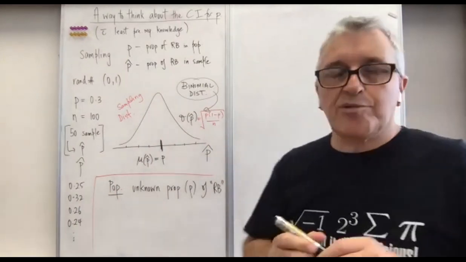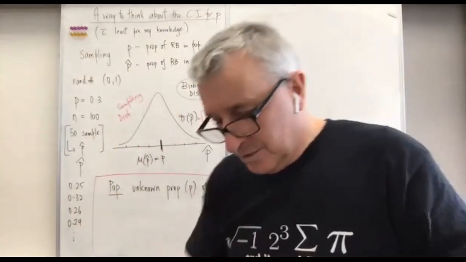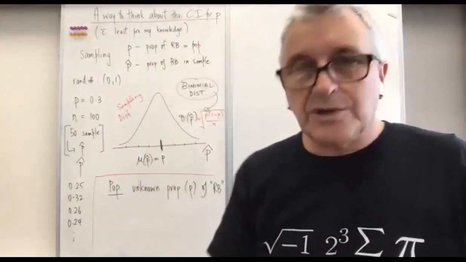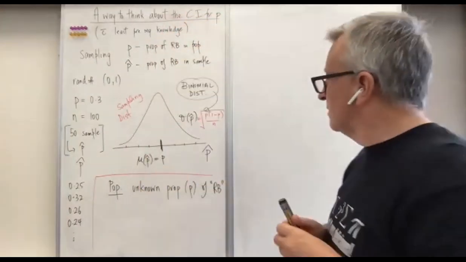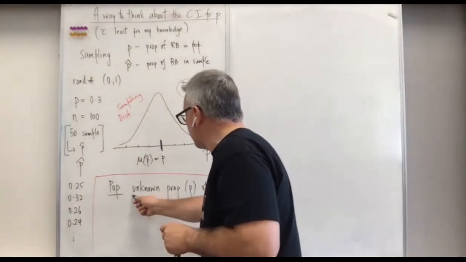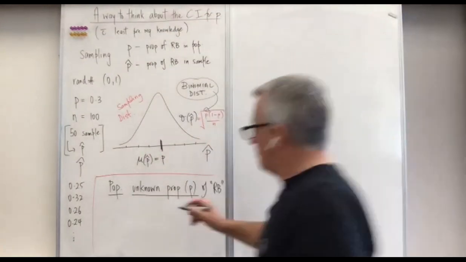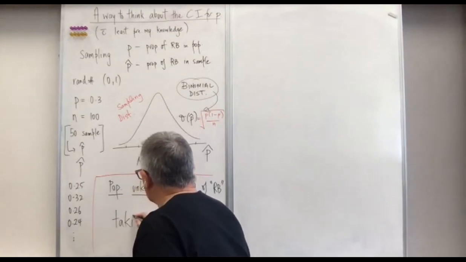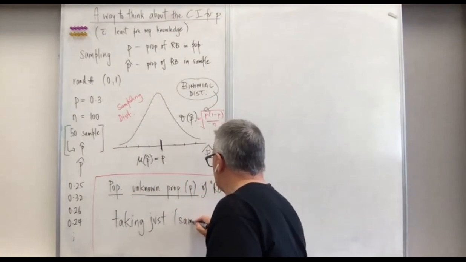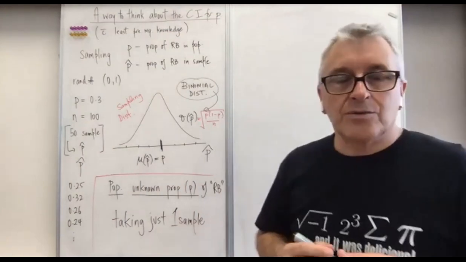You can think about that proportion to be whatever you want. It doesn't matter. It can be the voters, or it can be a massive room full of these guys, which you don't want to count. And so how is it that we can actually learn something about this unknown population proportion by taking just one sample? How does that work?